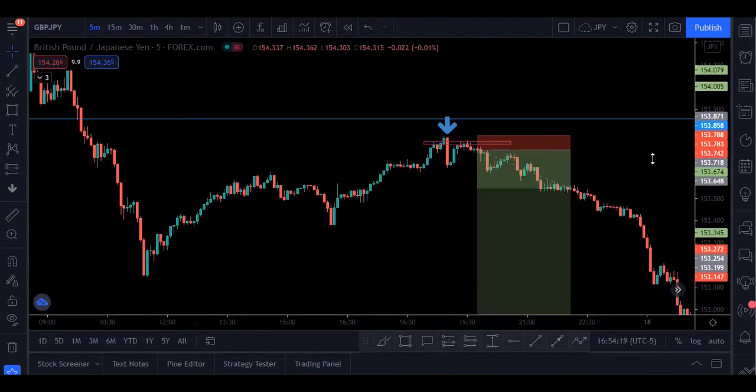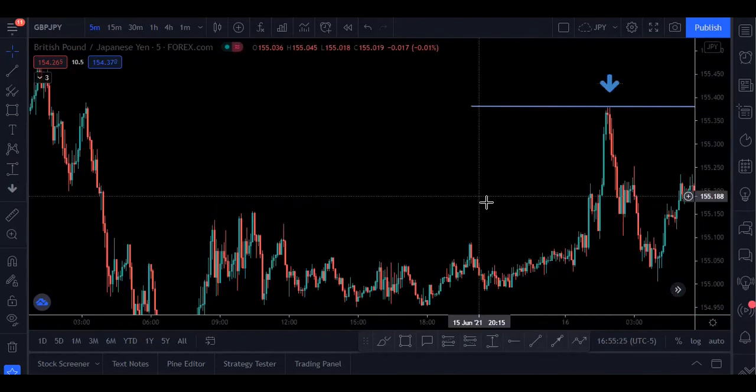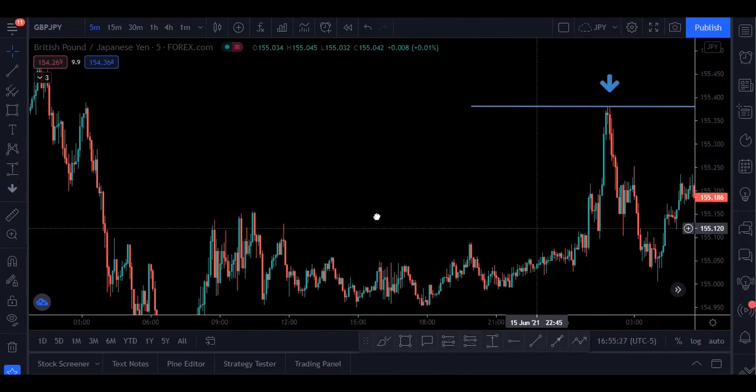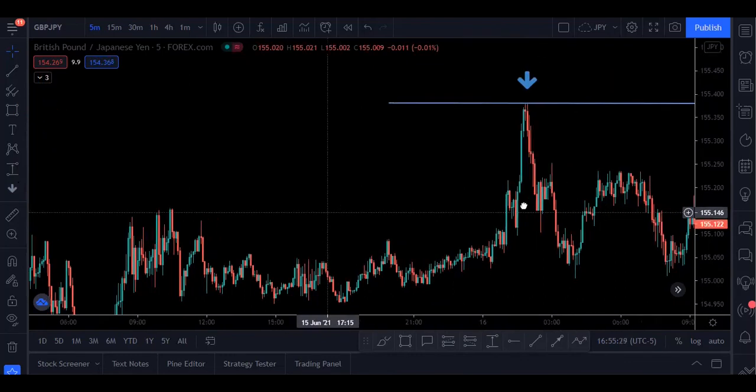Okay, let's see if we can find another example. Okay, guys, so here we have another example, and as you can see, I marked it up with a line.